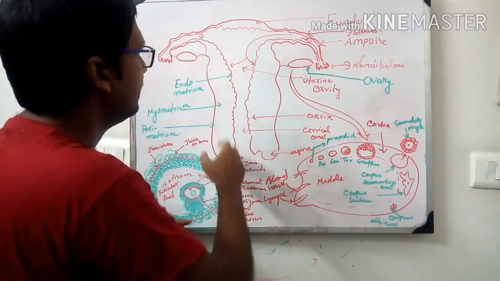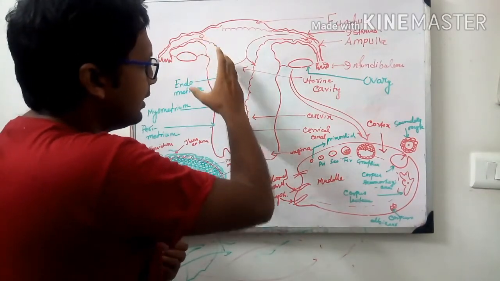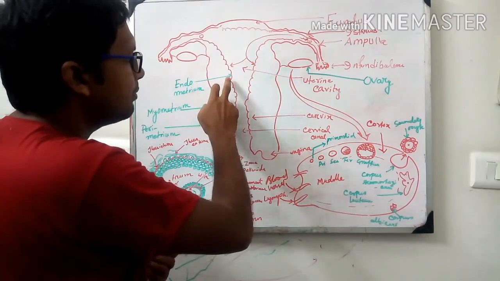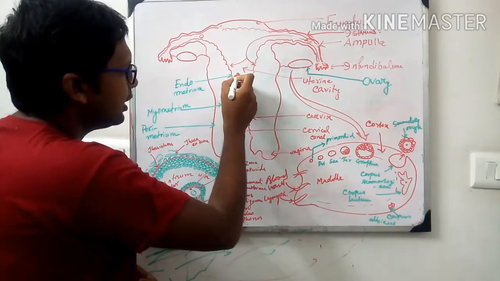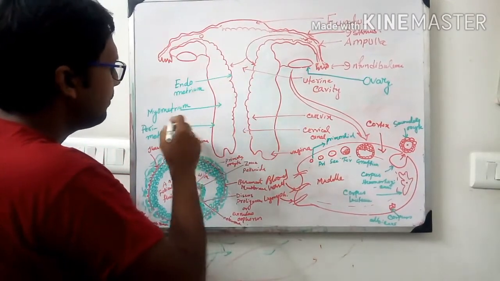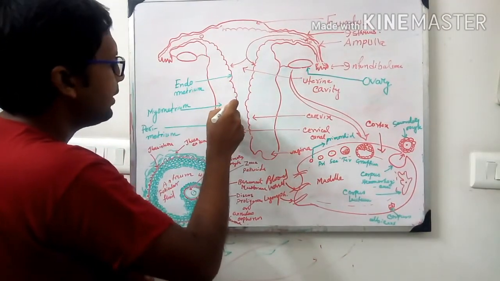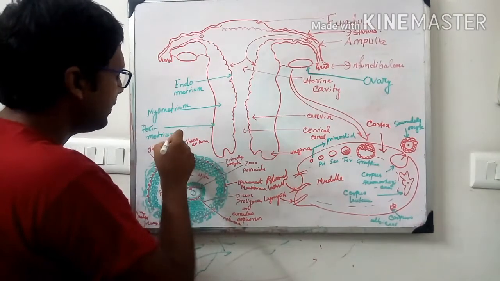This layer is called the endometrium. This is the cervical layer. There is a uterine layer. The uterine layer has three parts. The inner part is called the endometrium, the middle part is called the myometrium, and the outer part is called the perimetrium.